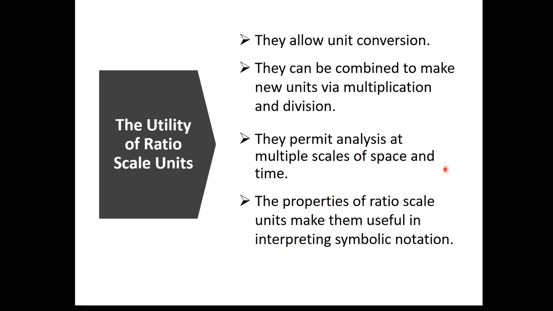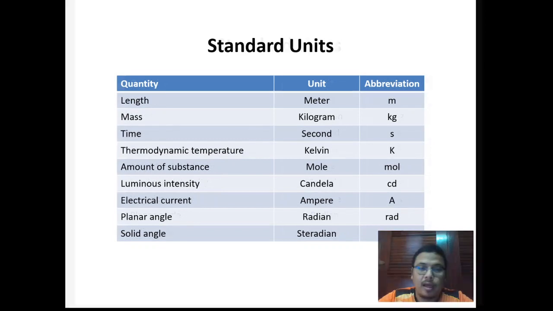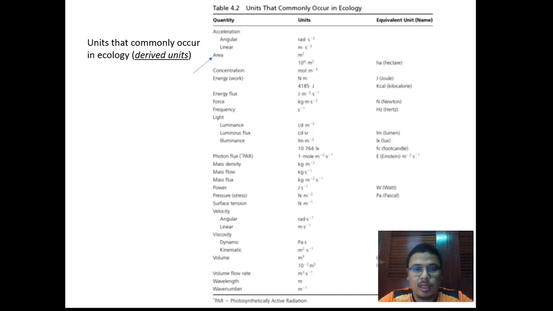Sometimes the properties of ratio scale units make them useful in interpreting symbolic notation. Of course, these are the standard units used in mathematics. Combining these different units might give us different meanings or interpretations or different units. For instance, these are some of the units commonly used in ecology. The one I always use is area. So you see that combining different units can give you different interpretations or different meanings or a different quantity, if I can say.